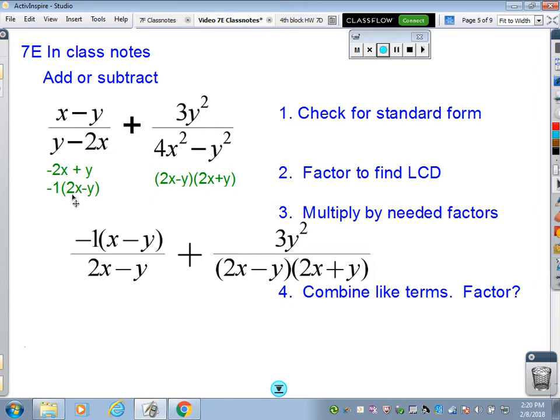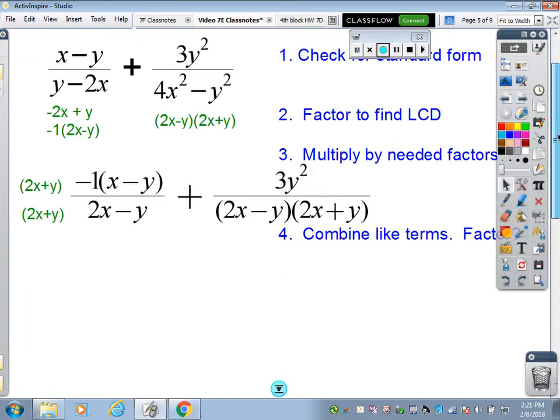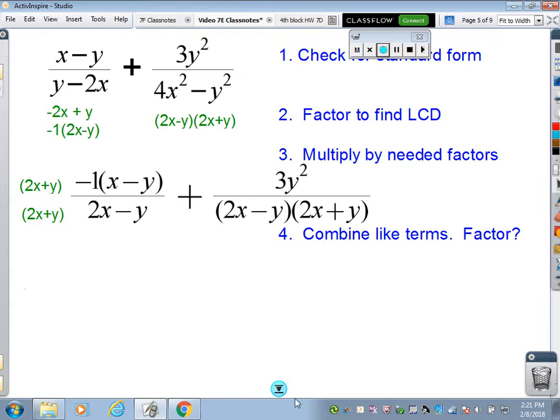So my common denominator, because I have the two factors here, 2x minus y, 2x plus y, that's my common denominator. So that means this fraction over here needs another 2x plus y. So I'm going to multiply the numerator and the denominator by 2x plus y. All right, now it's just a matter of multiplying to get a single fraction.